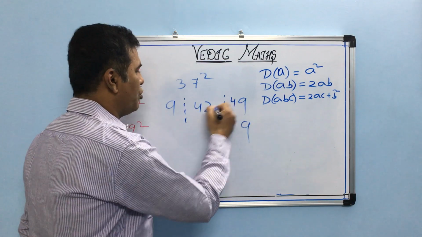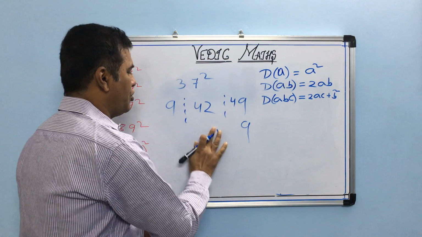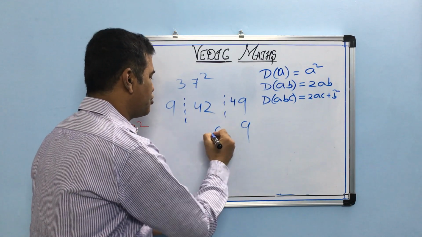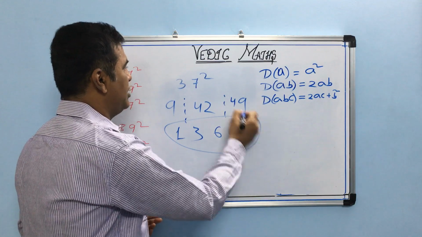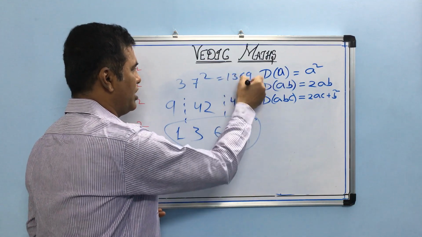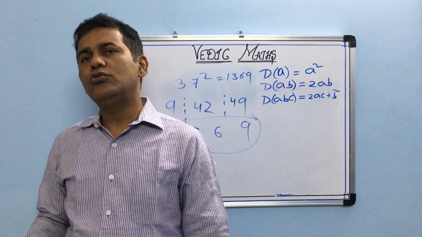Then here 9, 42 plus 4 is 46. So 6 will come down, 4 will be taken forward. So 9 plus 4 is 13. So this is the answer. So 1369. So hardly it will take 2 seconds.